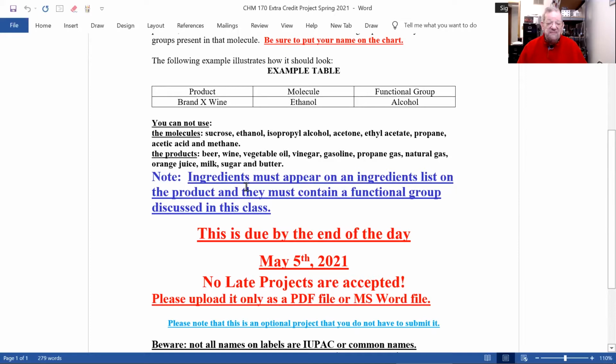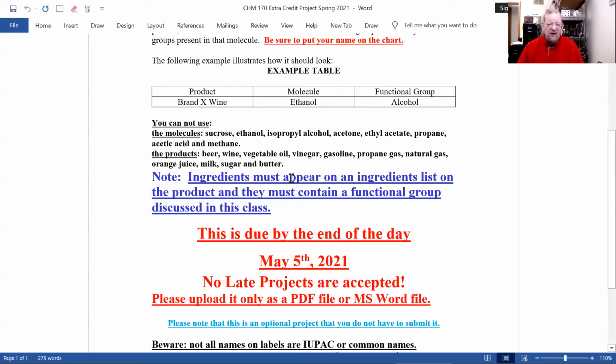ingredients must appear on an ingredients list of the product, on the product. They must contain also a functional group discussed in the lab, in this class. The reason I do the second part is because students who in the past, when I've done this and didn't have that, would pick functional groups and get it wrong. Pick stuff you know, and that's why I'm limiting it just to functional. Trust me, you can do this real quick.